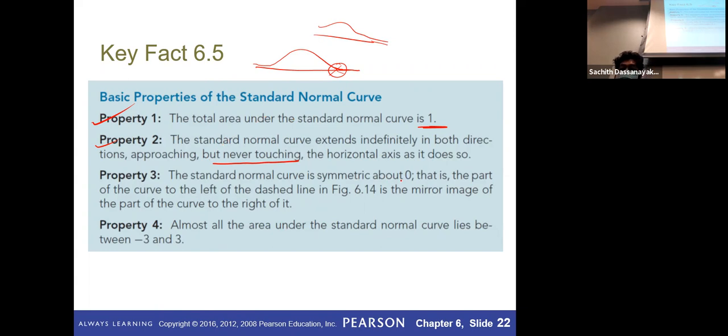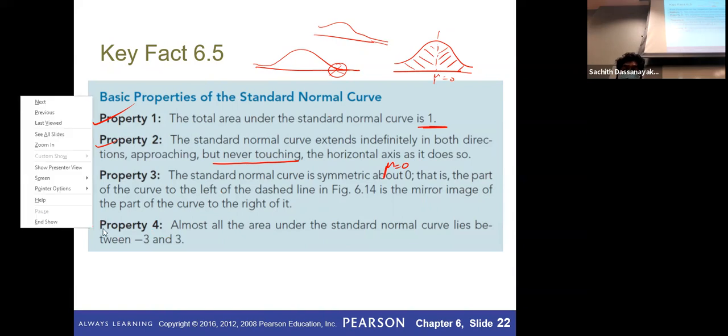The standard normal curve is symmetric about its mean, mu equals 0. They are mirror images, like this half about the mu equals 0 axis. This piece equals this piece. This is something you already know.